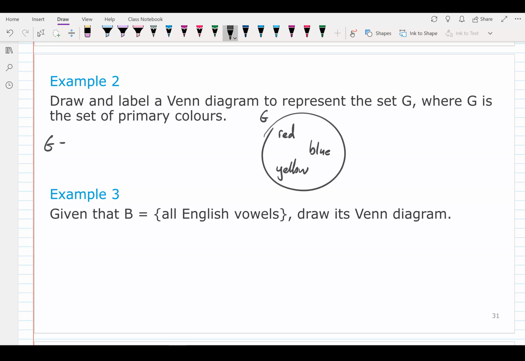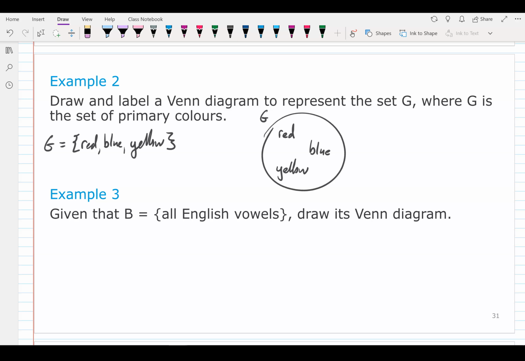You could write onto the side what that actual set would look like. You could say red, blue, and yellow. You can write it in alphabetical order or not. I'm just making a little sketch on the side, so alphabetical order not necessary. But the Venn diagram, this is the piece that's really important.